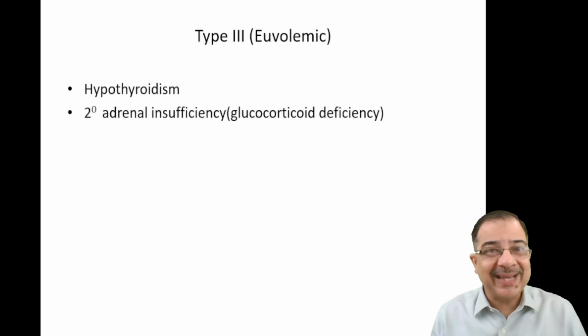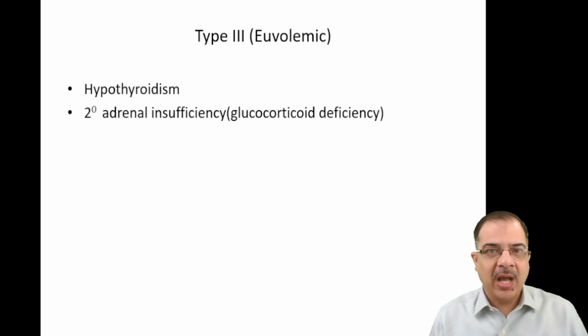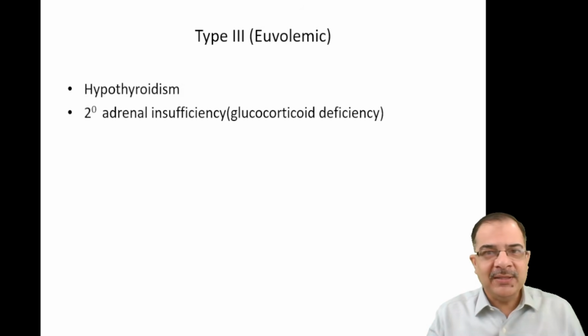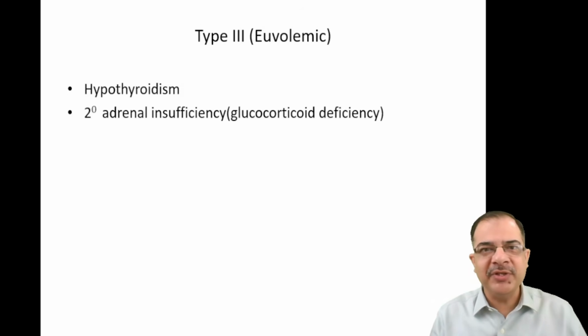So that is known as secondary. If ACTH is low, in that condition, the predominant hormone affected is glucocorticoid. So there is a glucocorticoid deficiency. Now you can compare. If it was a primary adrenal insufficiency, it causes hypovolemic hyponatremia. If it is secondary adrenal insufficiency, it causes euvolemic hyponatremia.